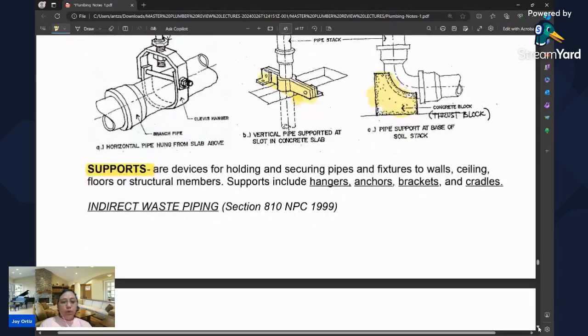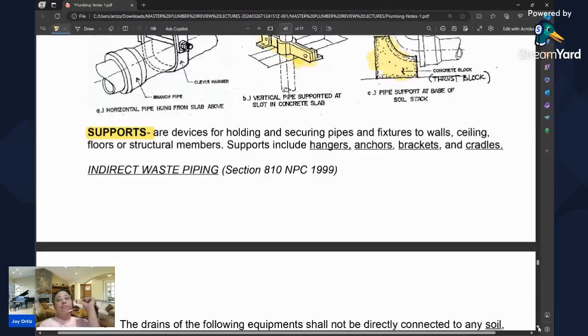Okay. Supports are the devices for holding and securing pipes and fixtures to walls, ceilings, floors, or structural members. Supports include the hangers, the anchors, the brackets, and the cradles. Ulitin natin, supports include the hangers, the anchors, the brackets, and the cradles.